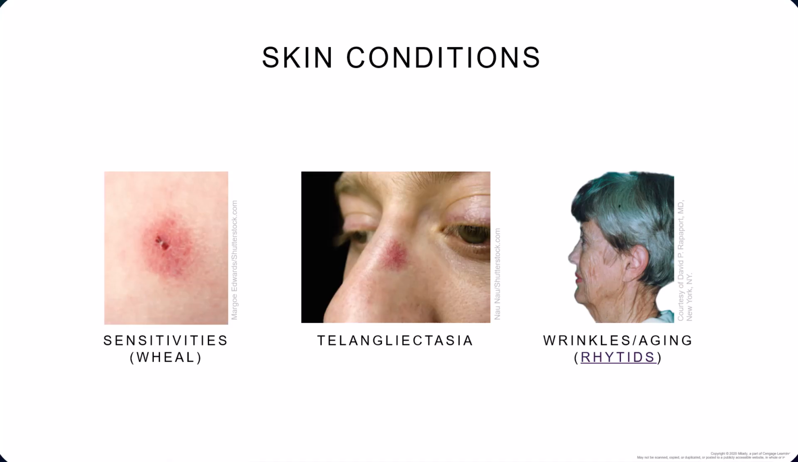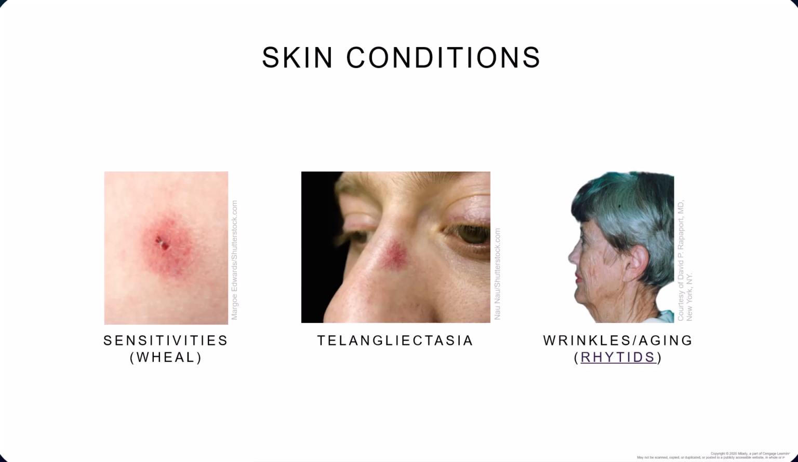Sun damage is just UV damage to the epidermis and dermis layers of the skin, and the effects of sun damage are wrinkles, collagen and elastin breakdown, so people start sagging a little bit more, hyperpigmentation or pigmentation issues, and then also cancer.